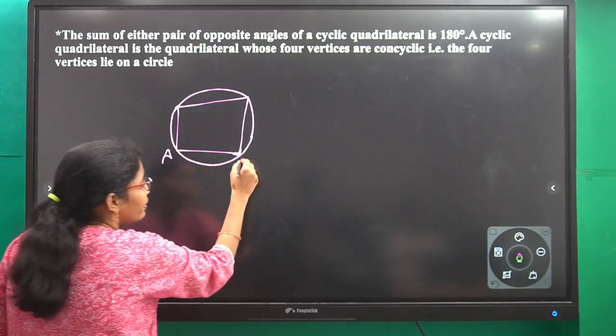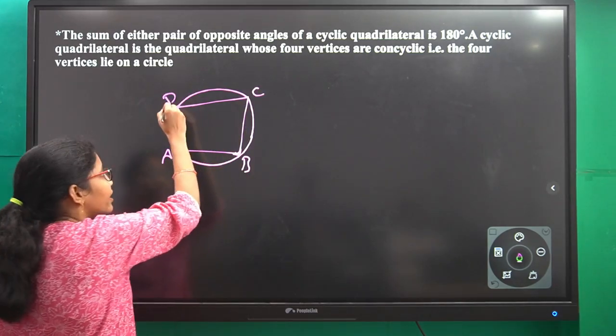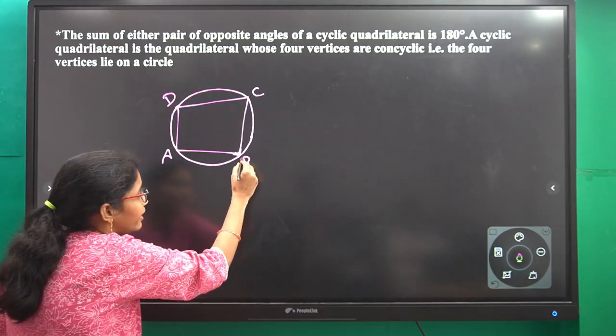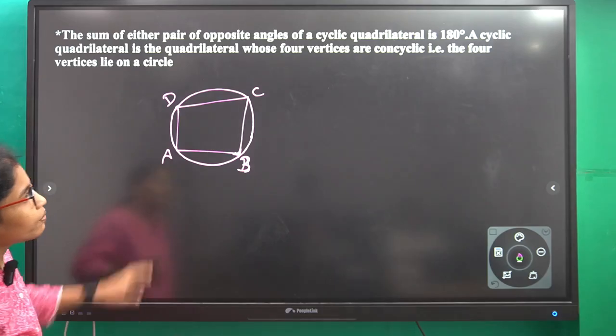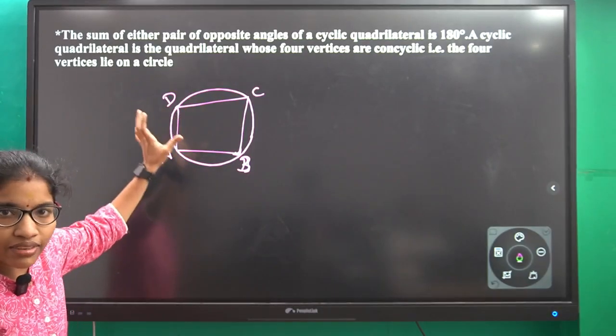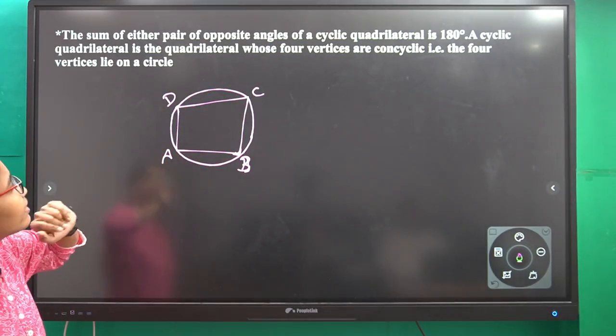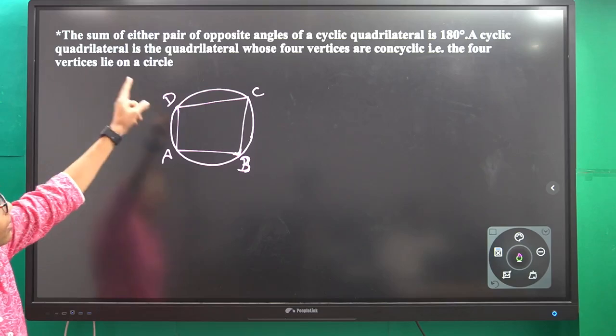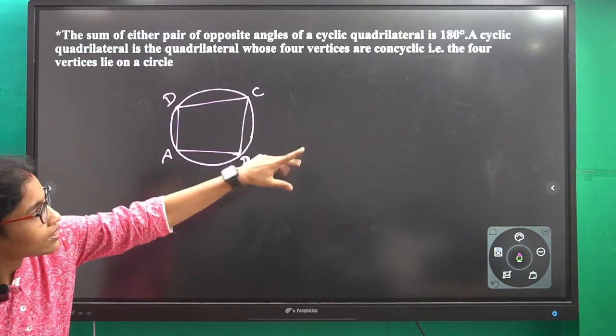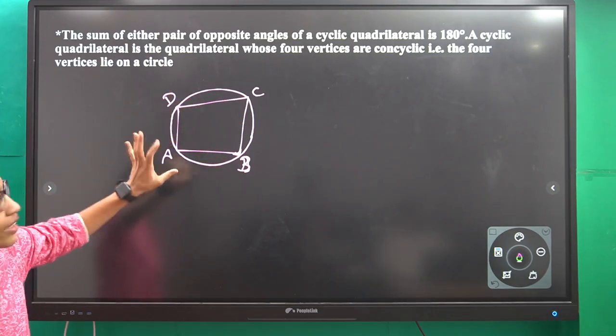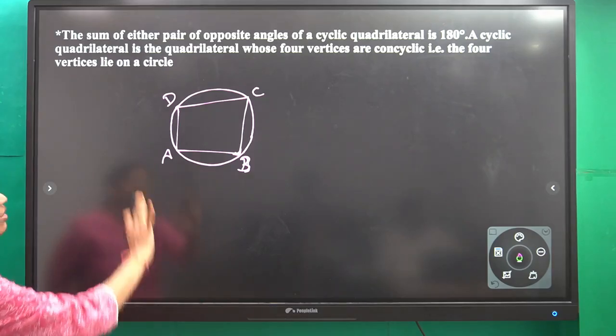Okay, here A, B, C, D is a quadrilateral and the points A, B, C, D are concyclic. That means lying on the same circle. Then you can call it a cyclic quadrilateral. A cyclic quadrilateral is a quadrilateral whose 4 vertices are concyclic. Okay, clear? So this is a cyclic quadrilateral.